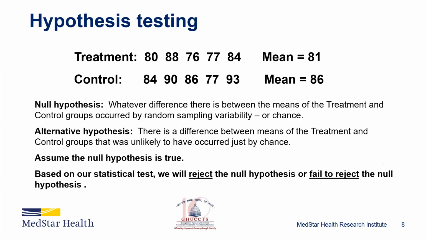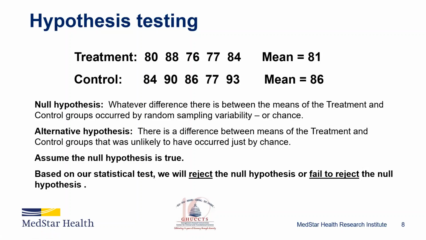And so then we can apply this also to hypothesis testing, where we want to look at the difference, say, in a treatment and control group. And so here I have 2 random samples where the blood pressure is 86 in the control group and 81 in the treatment group. And so my question is, is this difference of 5 in the diastolic blood pressures just due to random sampling variability or chance?